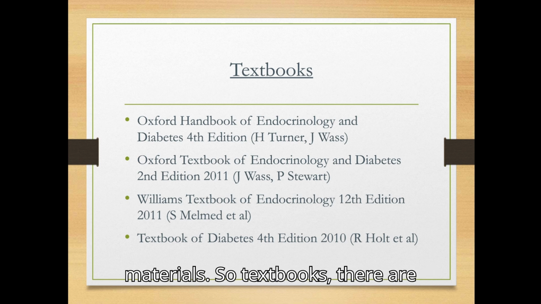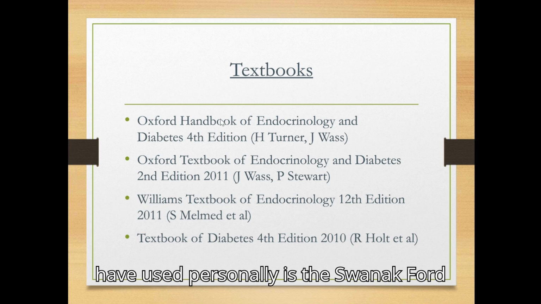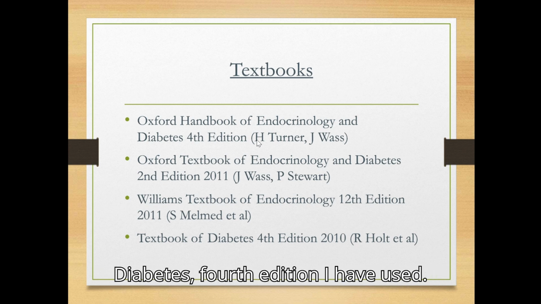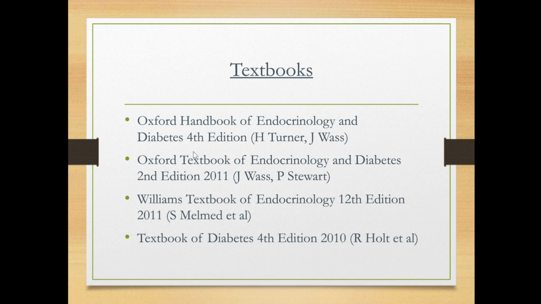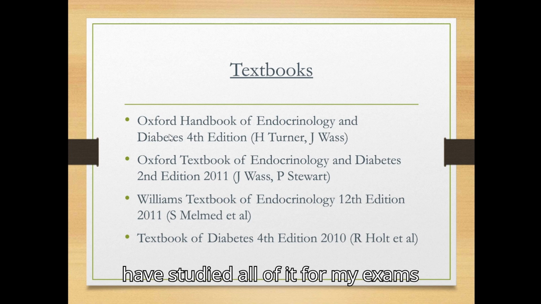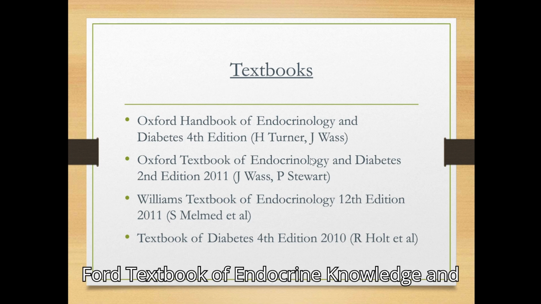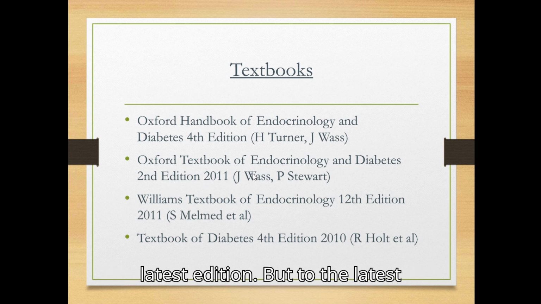So textbooks, there are multiple kinds of textbooks. The one I have used personally is the Oxford Handbook of Endocrinology and Diabetes, 4th edition. The 4th edition is the latest one, so I have studied all of it for my exam, honestly. And then there is another Oxford Textbook of Endocrinology and Diabetes. I don't know which one is the latest edition, but do the latest edition.